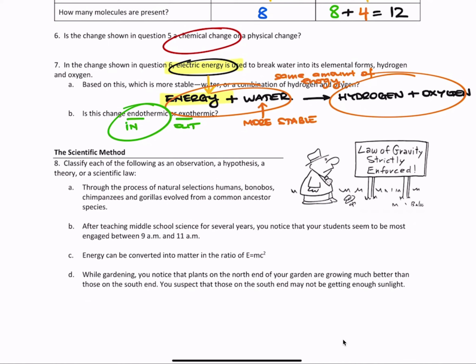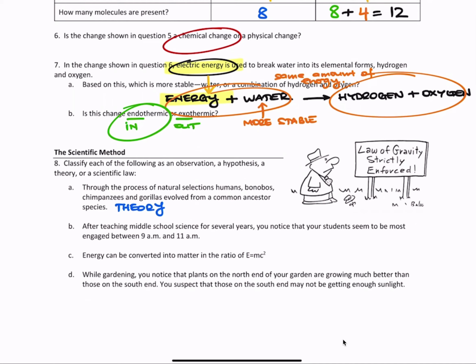So A: Through the process of natural selection, humans, bonobos, chimpanzees, and gorillas evolved from a common ancestor species. This is just how the process of natural selection is explained. Therefore, we have here a theory. By the way, a theory can always evolve with its time, okay?